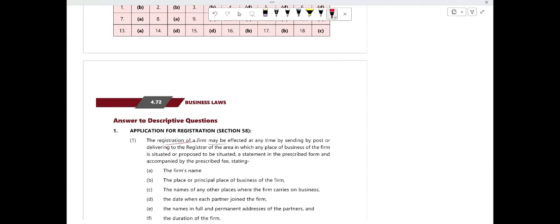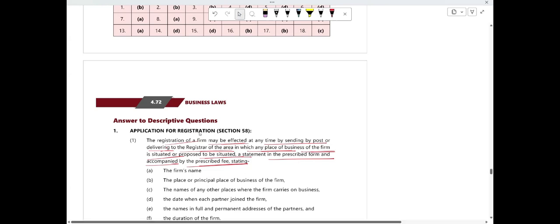The registration of a firm may be effected at any time by sending by post or delivering to the registrar of the area in which any place of business of the firm is situated or proposed to be situated, a statement in the prescribed form accompanied by the prescribed fee stating the firm's name, principal place of business, names and places of all the persons who are going to carry on the business, date when each partner joined, names in full and permanent address of partners. All these things are given.